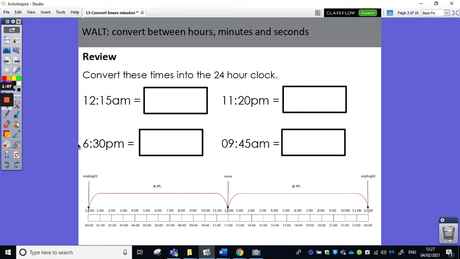If it is PM, that's when we need to be adding 12 onto our hour, but do use the scale at the bottom there to help you. So pause the video and write down what each of these times would be in 24-hour clock. Off you go.